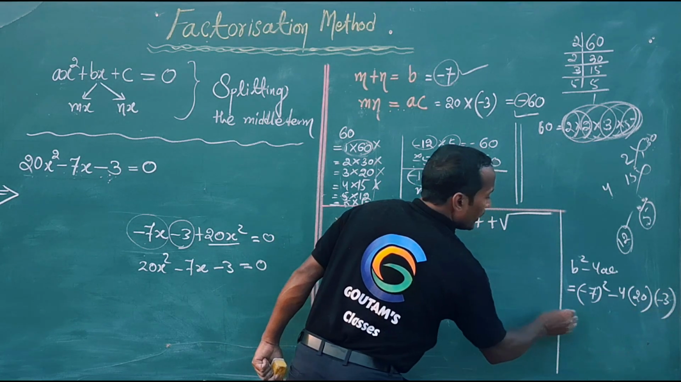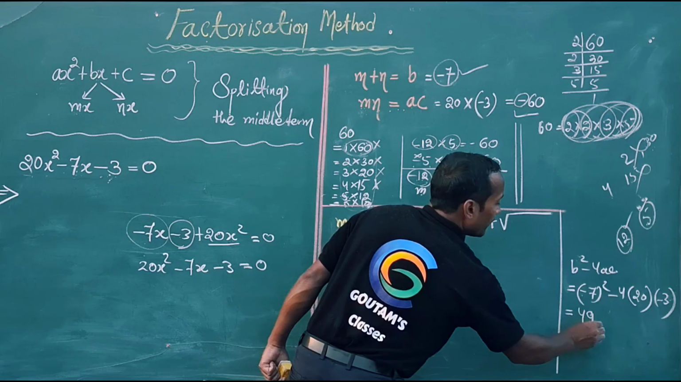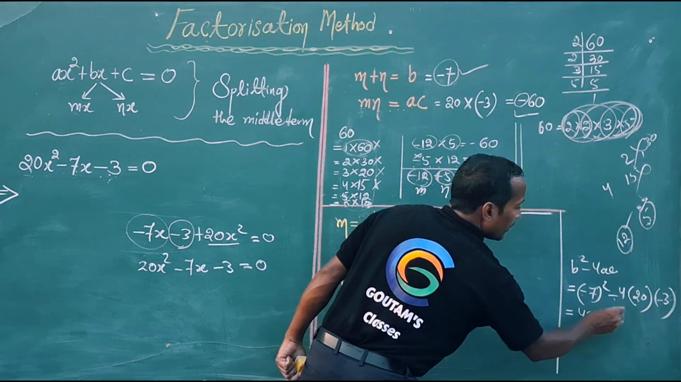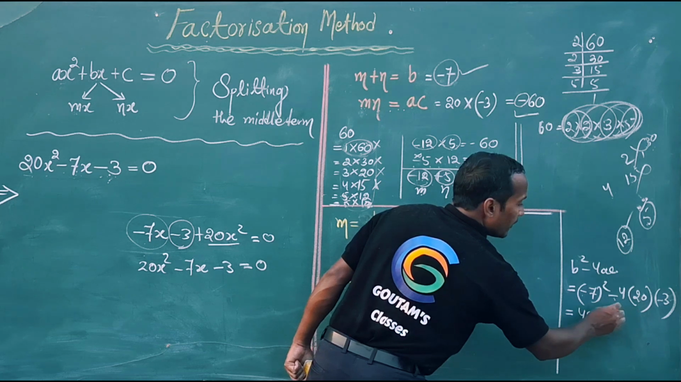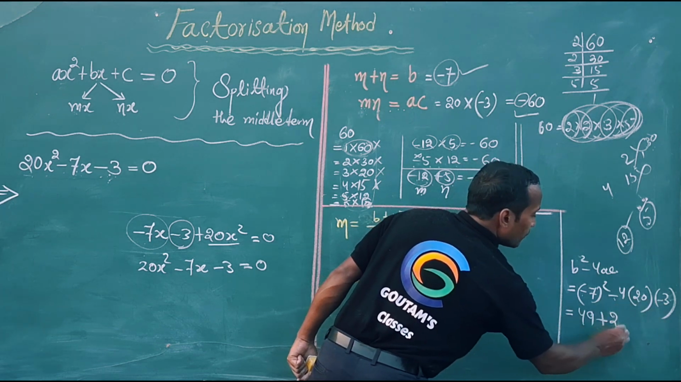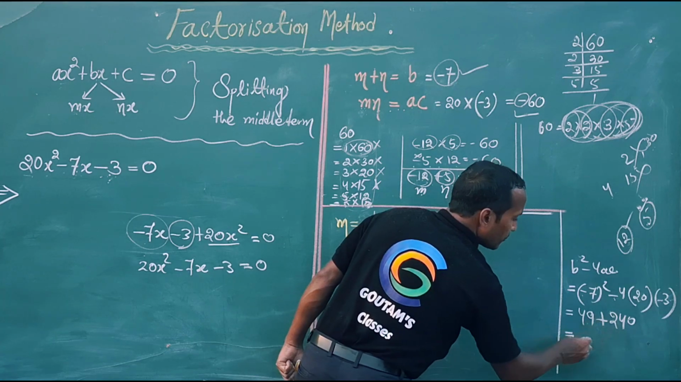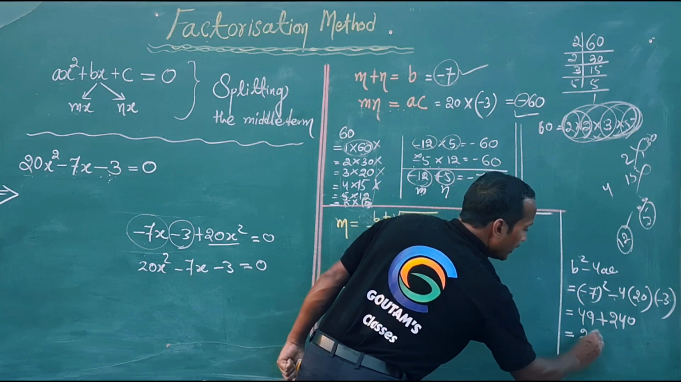Minus 3. So we get minus 7 square is 49. Minus 4 into 20 into minus 3. Minus into minus is plus, 4 into 20 is 80, and into 3 means 240. So I have 49 plus 240, and 49 plus 240 is 289.